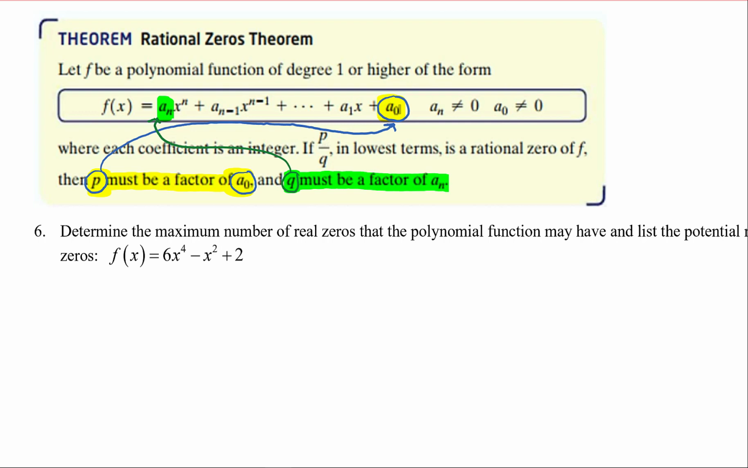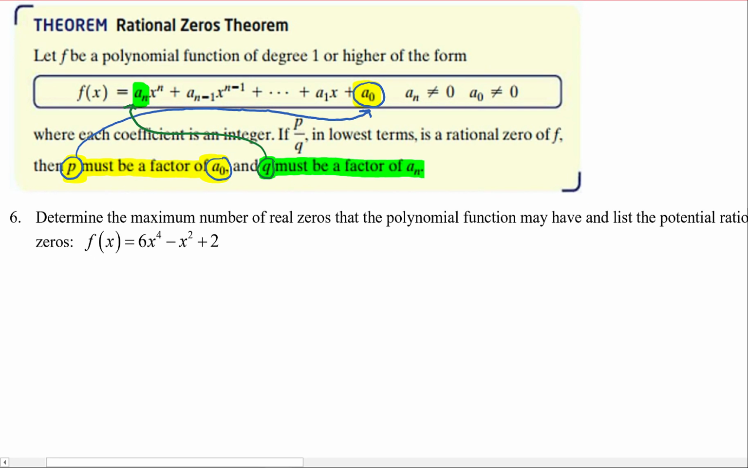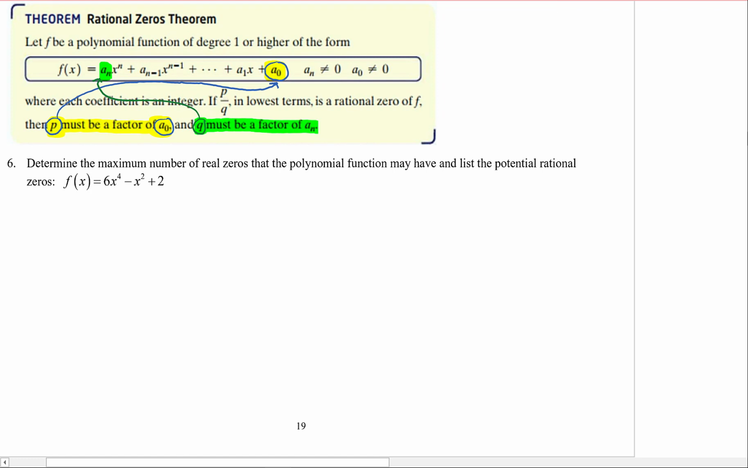All right, let's go ahead and use this and see if we can find the list of potential rational zeros for this next one. So this next problem says, first, determine the maximum number of real zeros that the polynomial function may have and list the potential rational zeros. f of x is equal to 6x to the 4th minus... I meant f of x is equal to 6x to the 4th minus x squared plus 2.